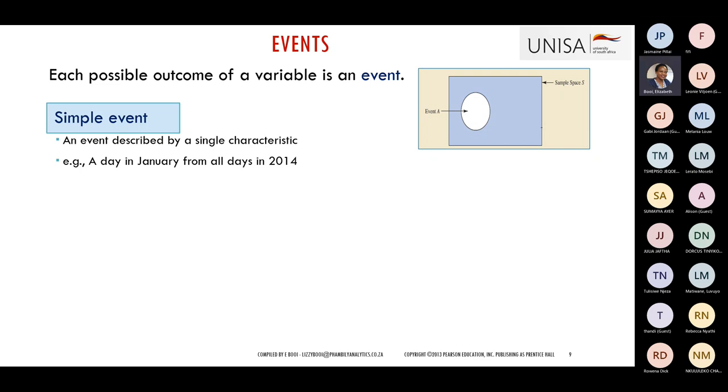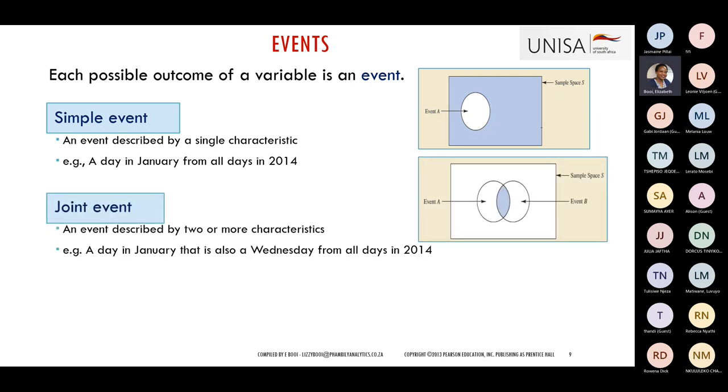Or if I have two coins, I'm creating two events, because one coin can land on a head and the other one can land on a tail, right? Because there are two outcomes from each one. And that is what we call a joint event. It is when you are creating an event that can be described by two or more characteristics. So two coins will create two or more characteristics.